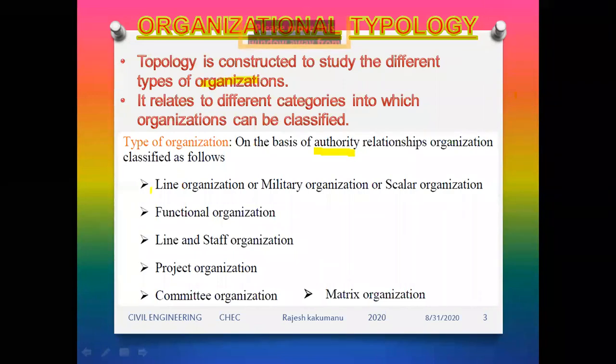So what are the various types of organizations? The first one is the line organization, or military organization, or scalar organization. The second one is the functional organization. The third is the line and staff organization. The fourth is project organization. The fifth is committee organization. The sixth is matrix organization. These are the main important types of organization.